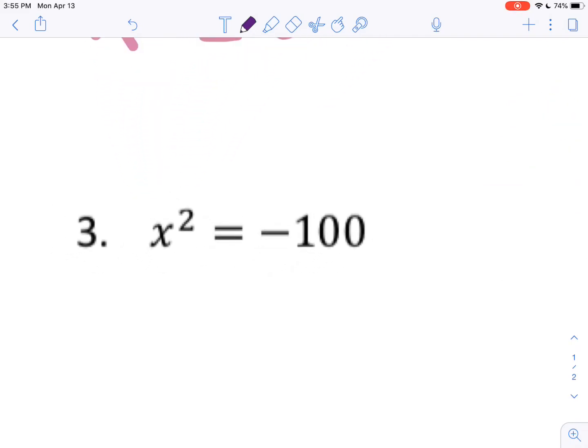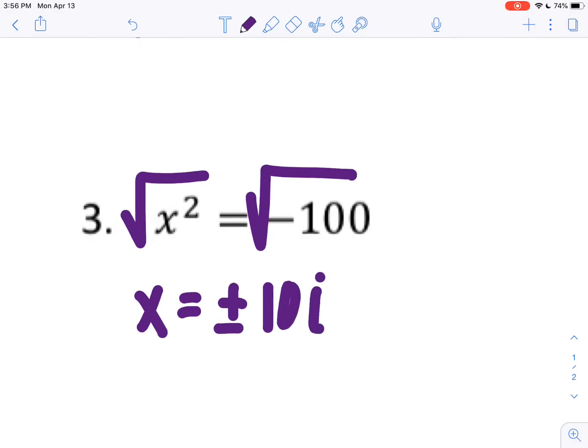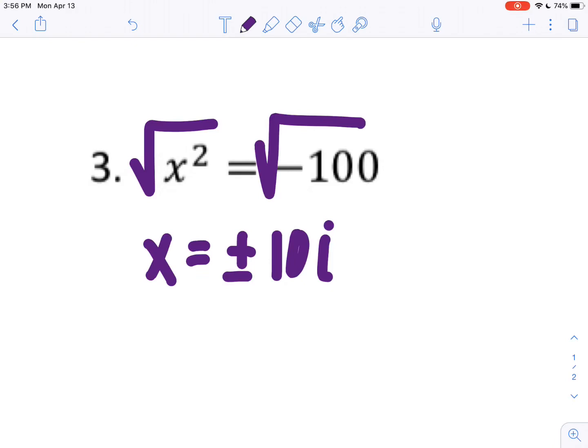Okay, number 3. I'm ready to take the square root of both sides. So x equals, since 100 is negative, let's go back to our complex numbers and our imaginary numbers, right? We do have an answer for this now. So we could write this as plus minus 10i, or you could write it as 10i and negative 10i, but we are going to apply our imaginary numbers into our solutions now, because before in freshman year we would say this was not real.